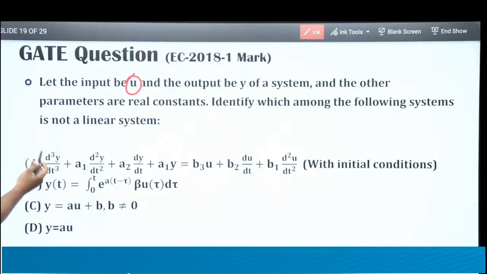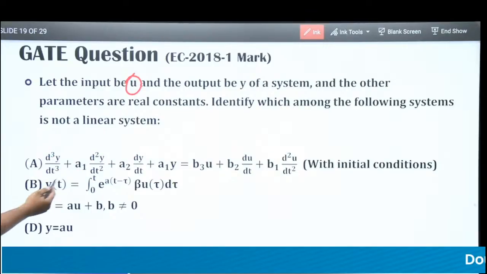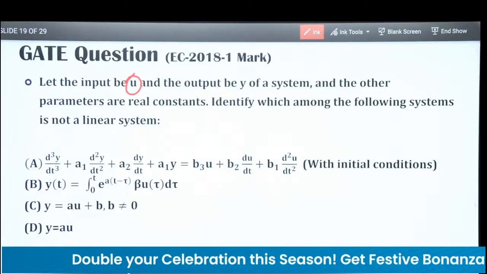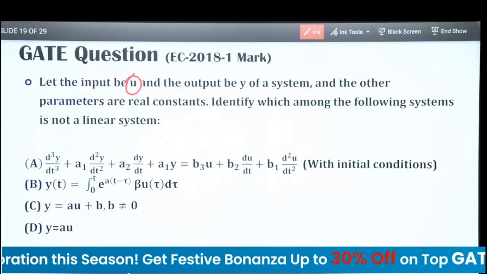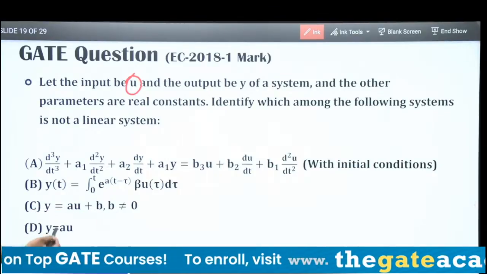Option A is nothing but a differential equation. Option B is given as y of t is equal to integral 0 to t e power a(t minus tau) b u of tau. Option C is given as y is equal to au plus b. Option D is given as y is equal to au.